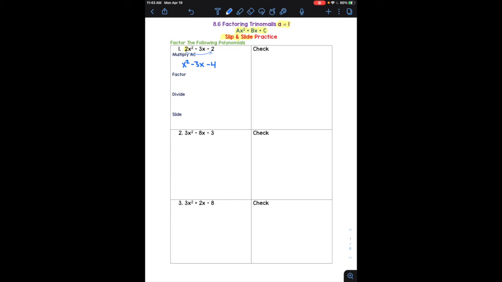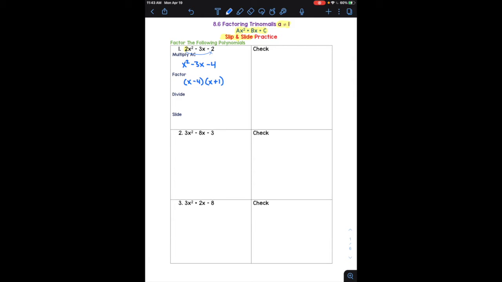Now, these are the trinomials that we factored in the last lesson, where a is 1. We want to find two numbers that have a product of -4 and a sum of -3. Those two numbers will be -4 and 1, since -4 times 1 is -4 and -4 plus 1 is -3. Therefore, our factors for this problem would be x minus 4 times x plus 1.